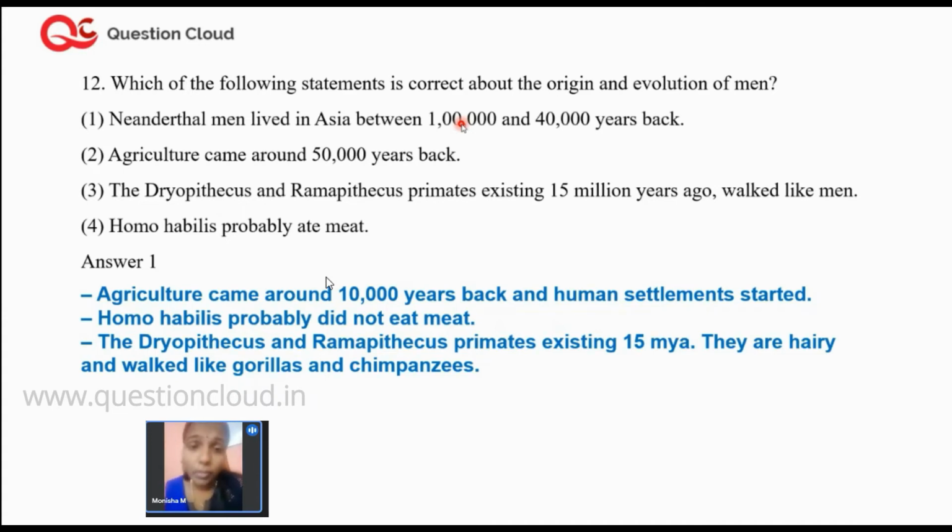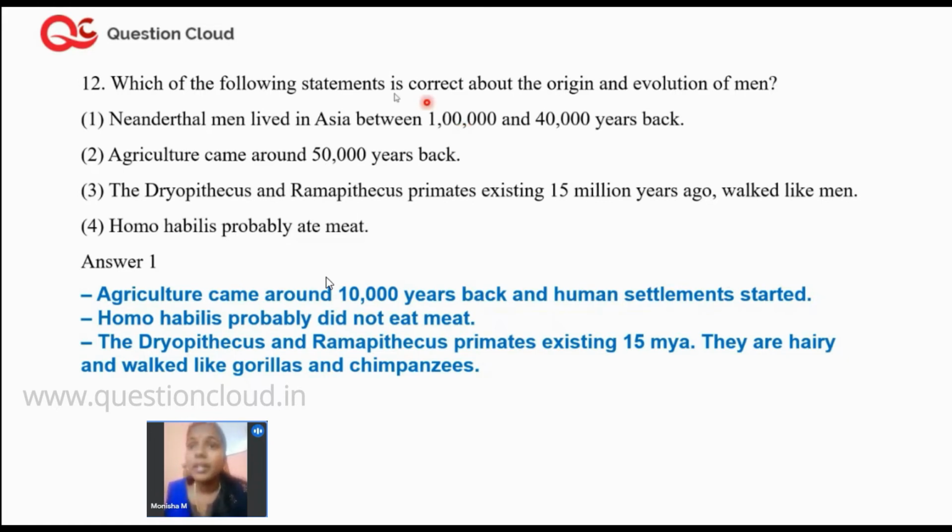Sometimes you might get the questions in MYA. Okay, what is MYA? Anybody? You would have seen MYA a lot in the evolution chapter in the book. MYA is millions of years ago. Okay? So this can be written as 0.1 MYA, or you can write 1 lakh. 1 lakh years ago is nothing but 0.1 MYA. MYA is millions of years ago.